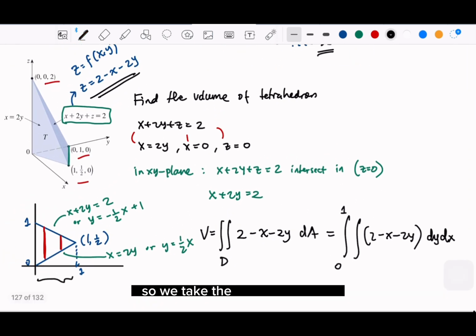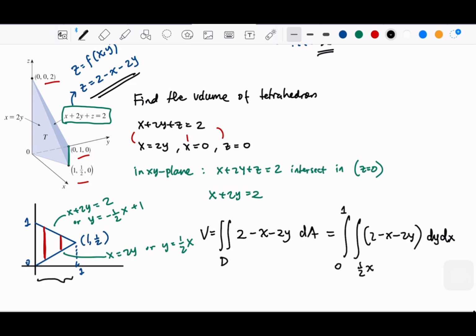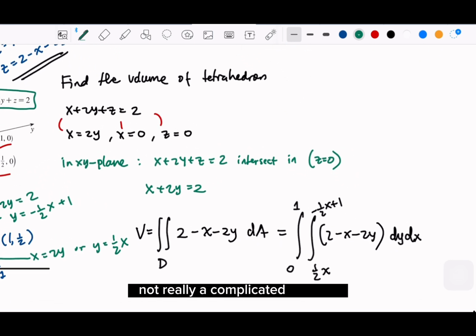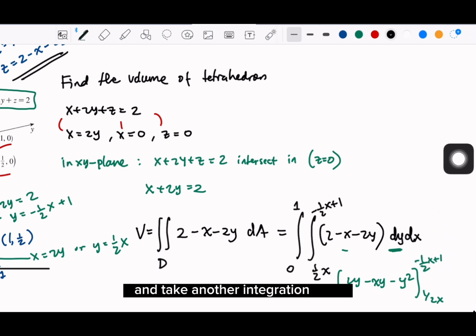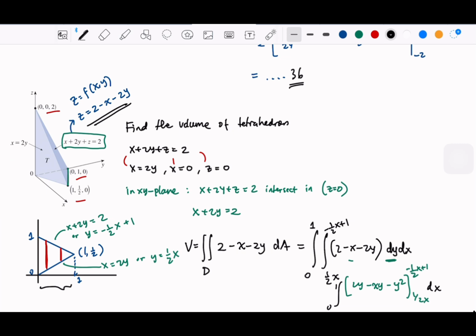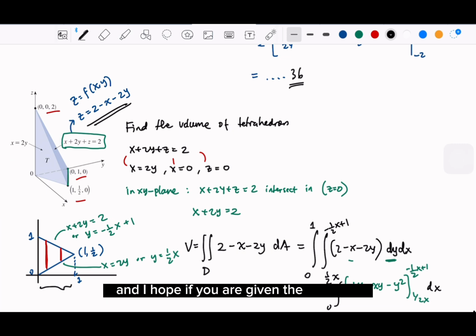So we take this one is half x, and this one is negative half x plus 1. And I think the completion is not really a complicated process, just take some time. Integrate with respect to y, which means you are getting 2y minus xy and then minus y squared, and then plug in the half x and negative half x plus 1, and then take another integration from 0 to 1 with respect to dx, and then that will be the answer.